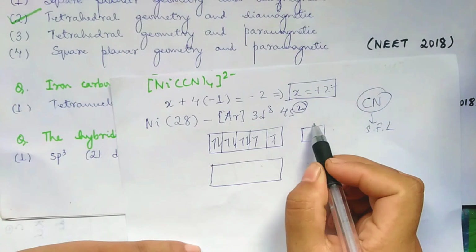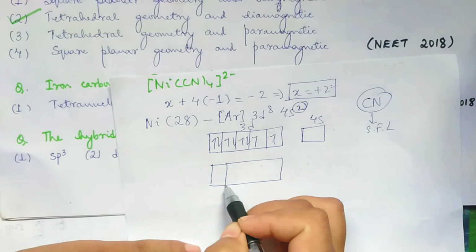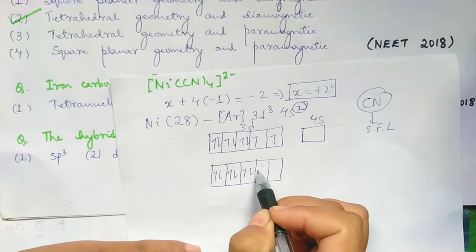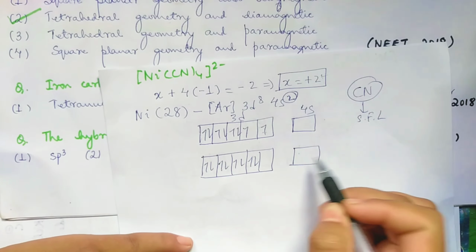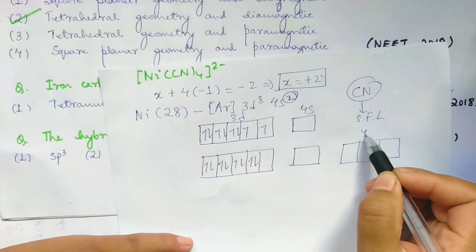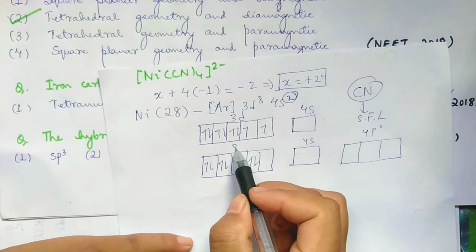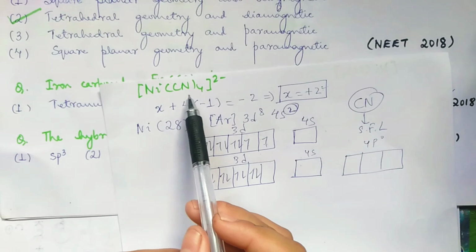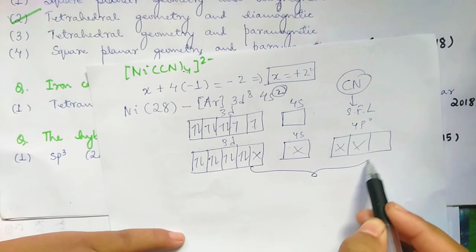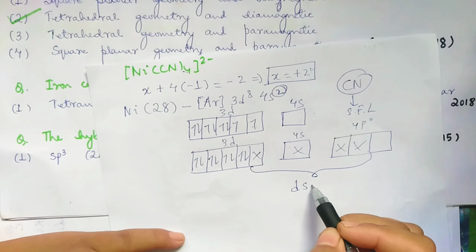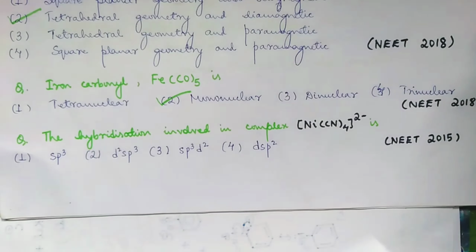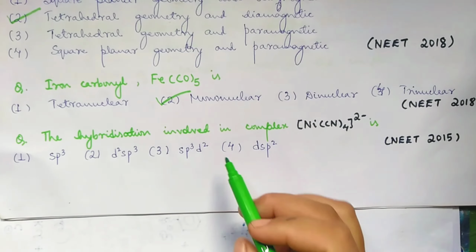Now we have the empty 4s orbital. These two pair up. We also have the 4p0. How many ligands are there? 4. 1, 2, 3, 4. 1d, 1s, 2p. dsp2. What is the hybridization? dsp2. So the correct answer is number 4, dsp2 hybridization.